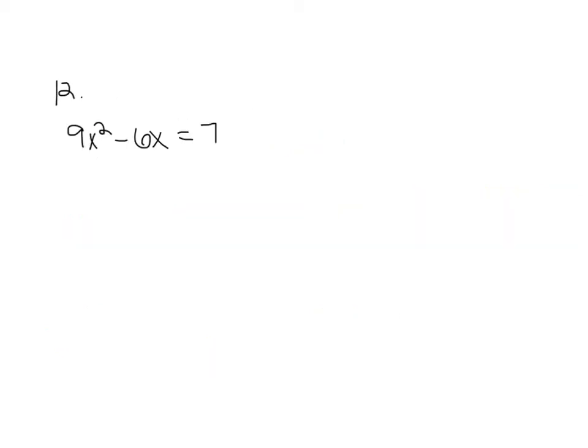Number 12 on your review is another one that you're supposed to use quadratic formula to solve. And so I want you to first notice that one side of the equation does not equal 0. So that's the very first thing we're going to have to do is rewrite it so that one side does equal 0. So I'm going to subtract 7 from both sides. We're not going to combine that with the negative 6x because they're not like terms. Now that one side equals 0, we'll find our a, b, and c. And then we'll plug it all into the quadratic formula.